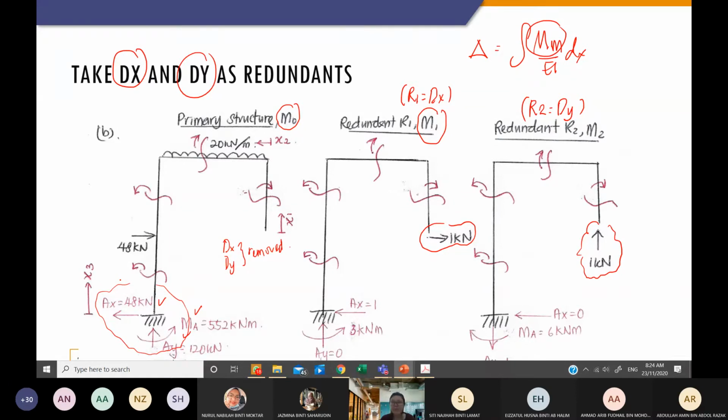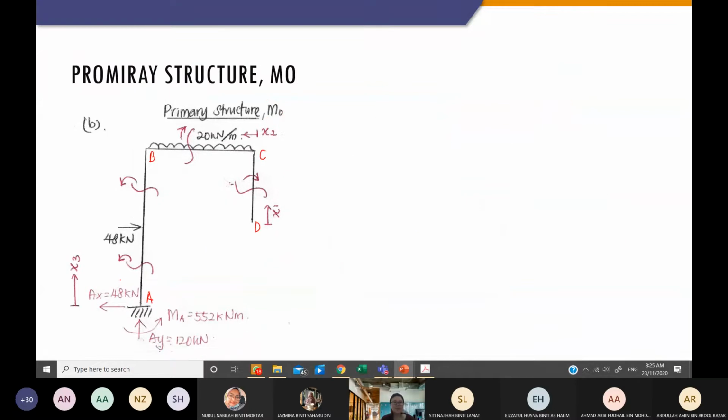Maybe you feel like this is in chapter 1, but to complete the explanation for the whole thing, I'm going to again tell you how to get the bending equation for all this section. I'm going to start with the primary structure. For this primary structure, we have 4 members: member AB, member BC, member CD.